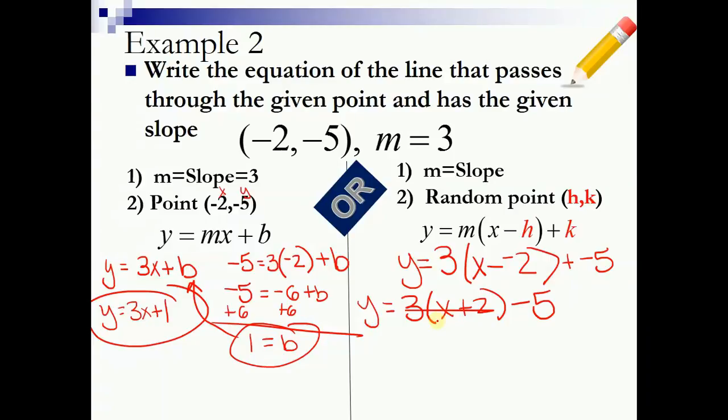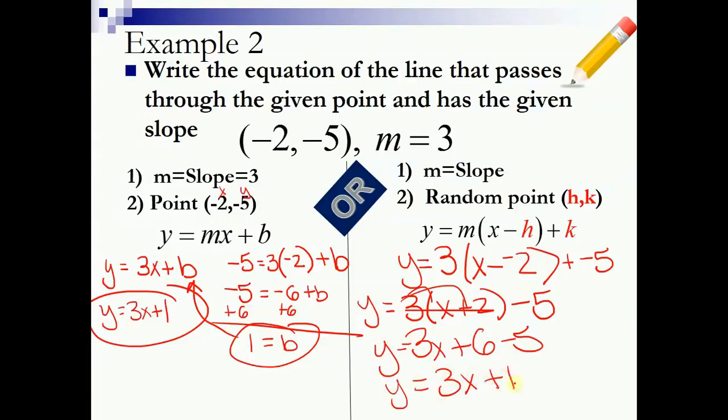Now, you're probably saying, Marsh, that is not looking pretty. It actually is. Now all I have to do is distribute. So I got 3x plus 6 minus 5. Combine some like terms. And hey, howdy hey, I have the same equation using both methods.